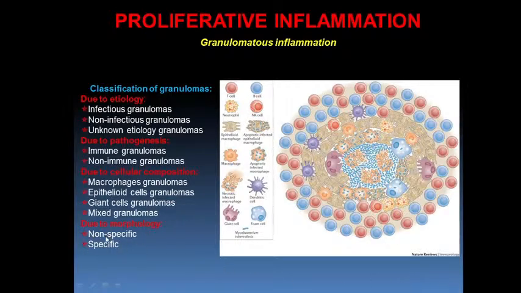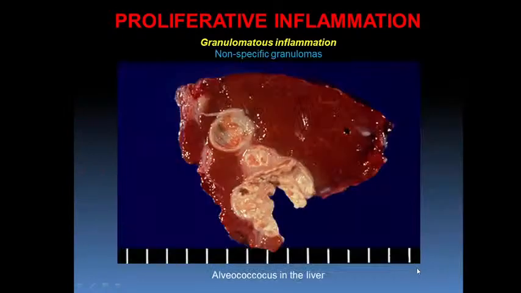According to morphology, granulomas can be divided into non-specific and specific granulomas. An example of a non-specific granuloma is alveococcus in the liver, a parasite granuloma. In this disease, the liver is enlarged, and alveococcus occupies a large part of the liver, represented by a whitish, dense node without clear boundaries, sometimes resembling a tumor.